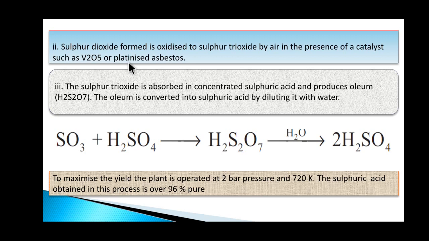Is it clear? So the second step, sulfur dioxide reacts with oxygen, it is oxidized to give the product sulfur trioxide. And next, the third step, sulfur trioxide is absorbed in sulfuric acid and gives the product oleum. The molecular formula is H2S2O7. This molecular formula H2S2O7 is oleum. And next it is allowed to dissolve in water, and will give the product sulfuric acid.